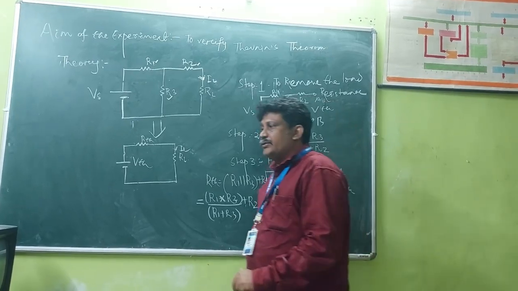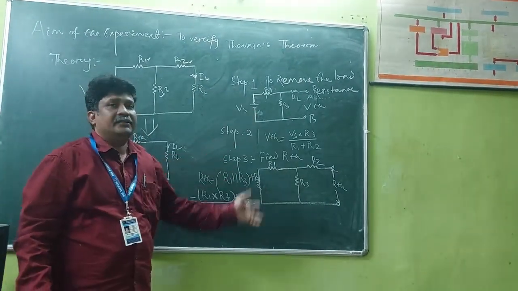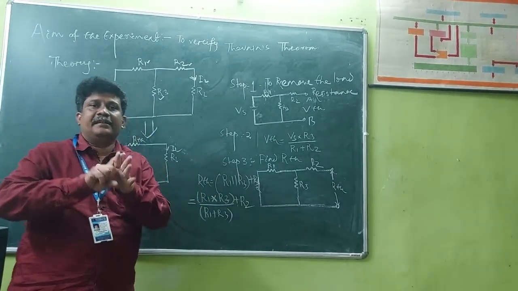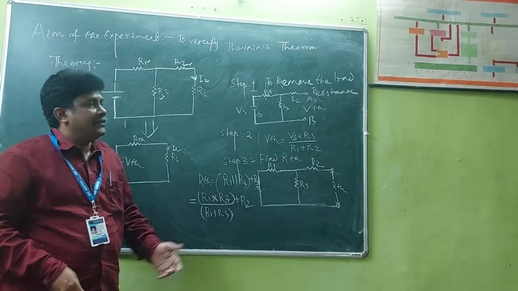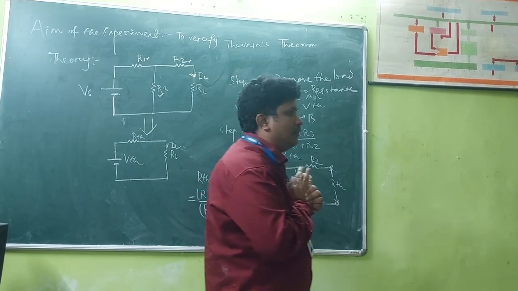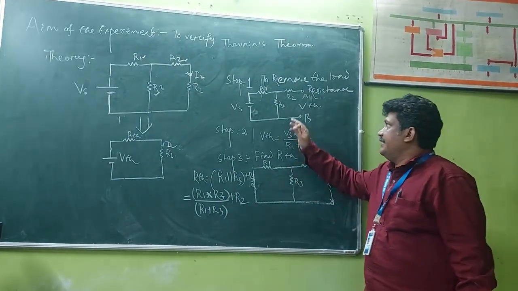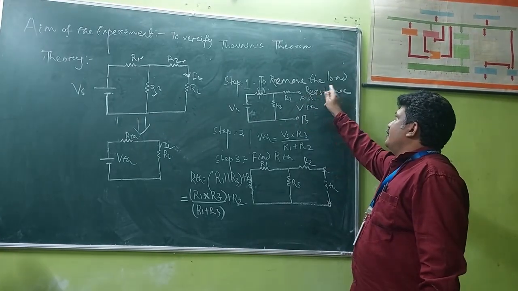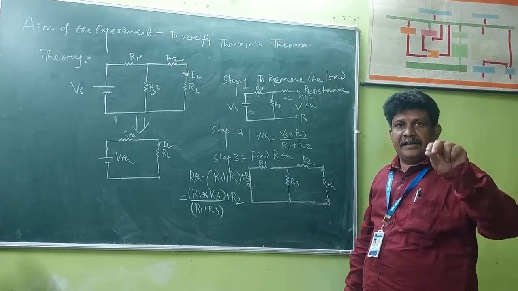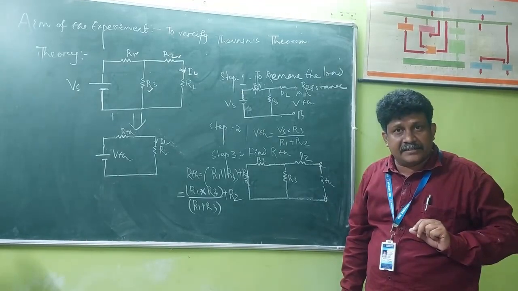Correct? Understand? To verify Thevenin's theorem, we have to follow a number of steps. We will just go through the steps. What are the steps and how will they be represented? What do we have to do initially? Initially we have to remove the load resistance. What is the requirement of removing the load resistance?